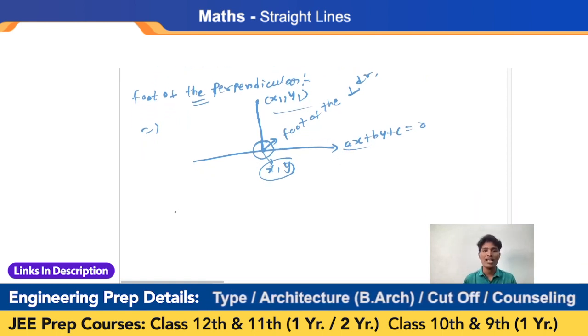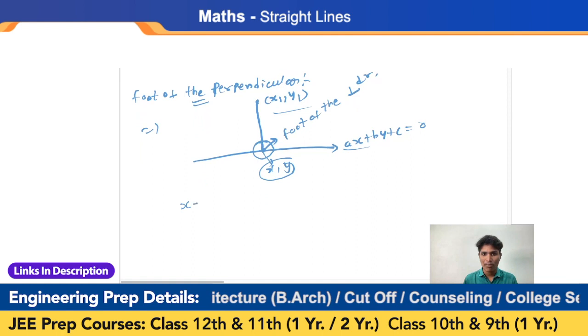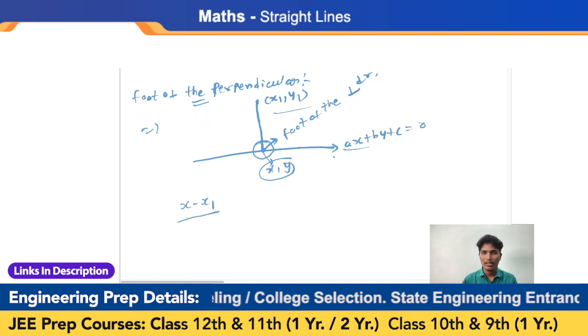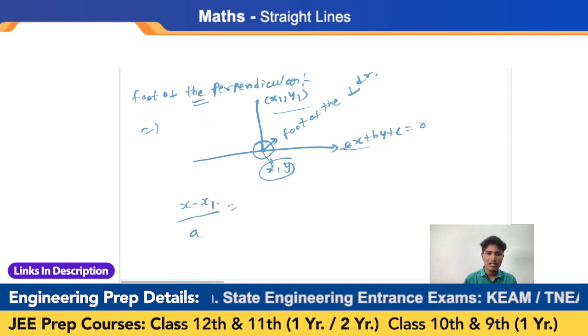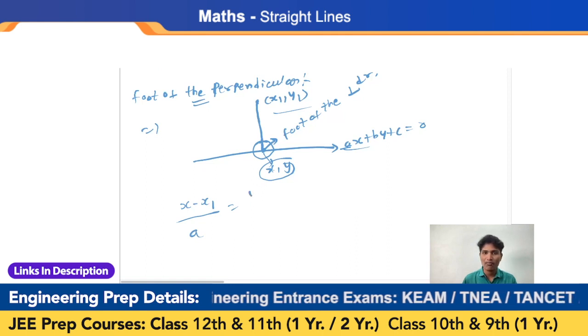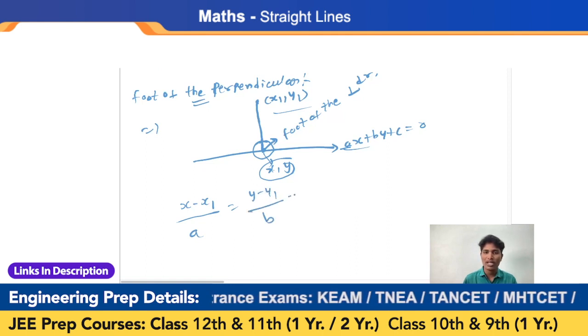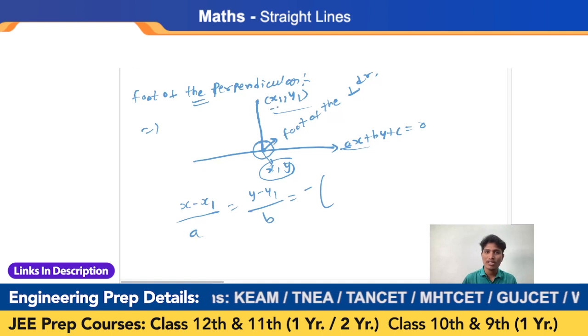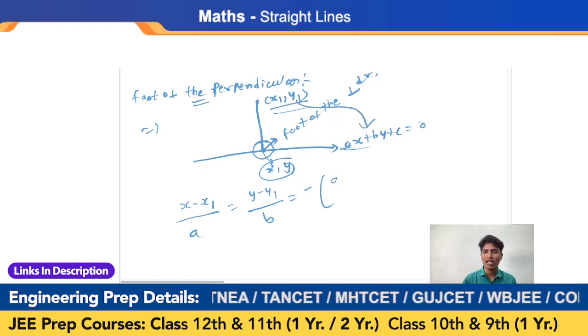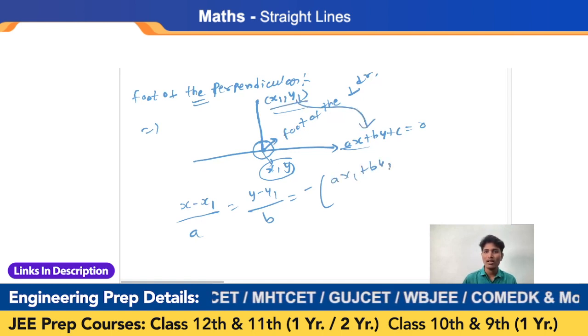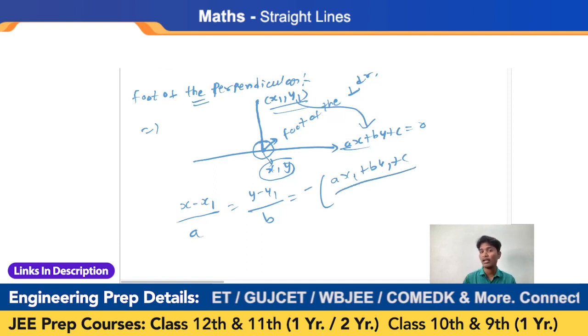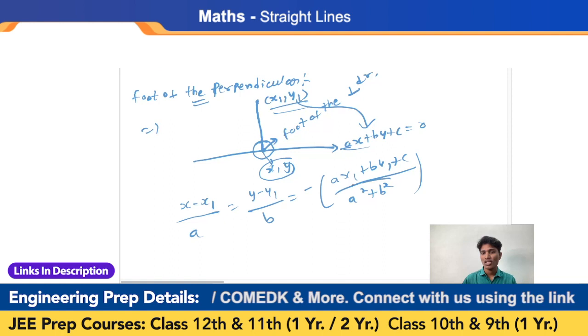If I want to calculate x comma y by using this point and this line, the foot can be calculated as x minus x1 divided by the coefficient a. The formula I am saying: x minus x1 divided by a is equal to y minus y1 divided by b is equal to minus of, substitute this point into this equation, you will get ax1 plus by1 plus c divided by a square plus b square. There is no under root, simply a square plus b square. This is an observation.